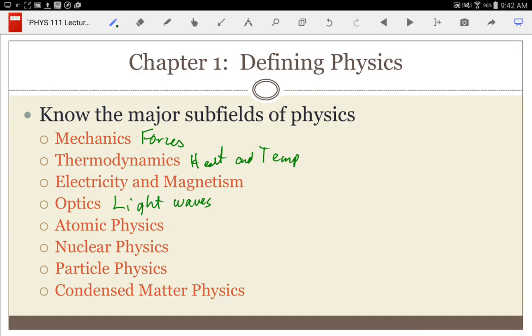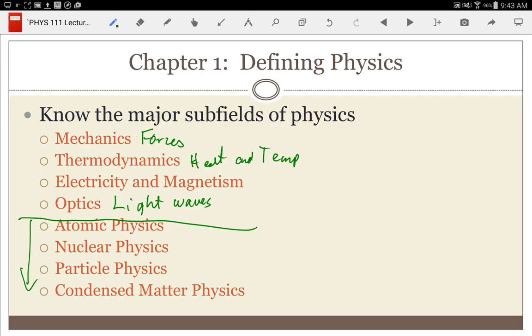Atomic physics, nuclear physics, particle physics, condensed matter physics, we didn't talk about those things. These things down here are more advanced topics. Atomic physics is talking about, of course, what makes up an atom and why we have stable atoms. It's what leads you to the field of physics. Nuclear physics is talking about what's going on inside of the nucleus. If you look at that nuclear science poster back there, that's what it's about.